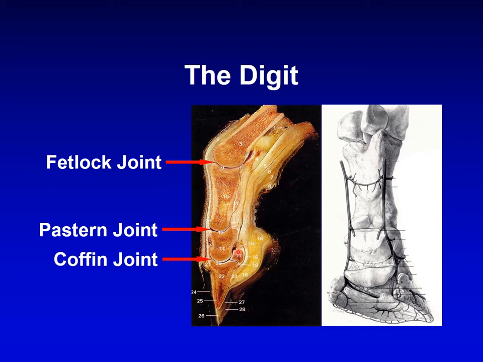So in the digit, we have three articulations: fetlock, pastern, and coffin. Fetlock is an articulation between the distal end of the cannon bone, the proximal sesamoid bones, and P1. The pastern joint is an articulation between P1 and P2. The coffin joint is an articulation between P2, P3, and the distal sesamoid bone, also known as navicular bone.